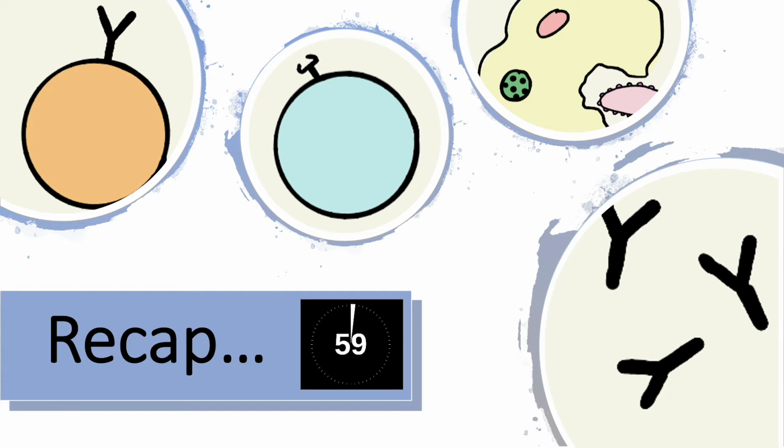Hi everyone. Last lesson we learned about the immune response. This included phagocytes, T cells, B cells, and antibodies. Take a minute now to write down a few facts that you can remember from last lesson about these. I'll set a timer on the screen.